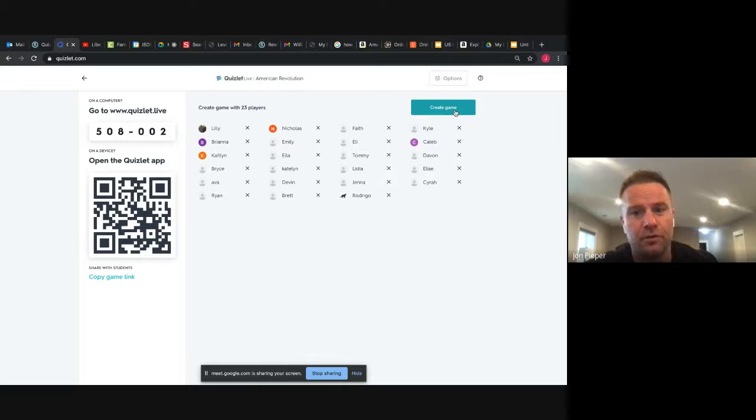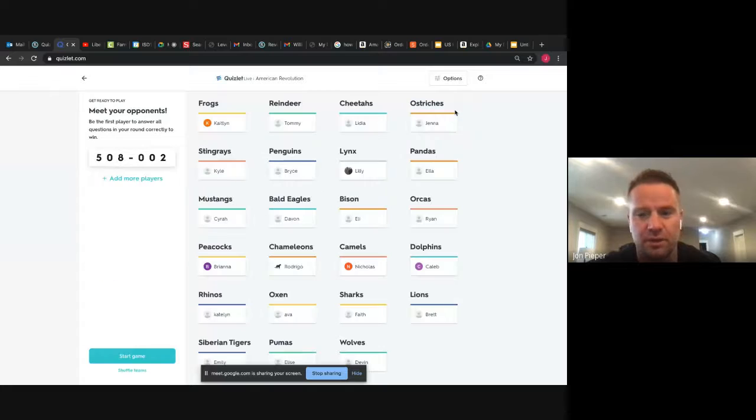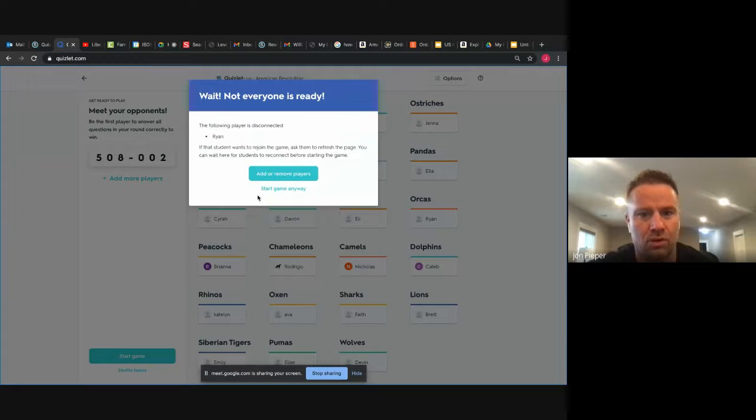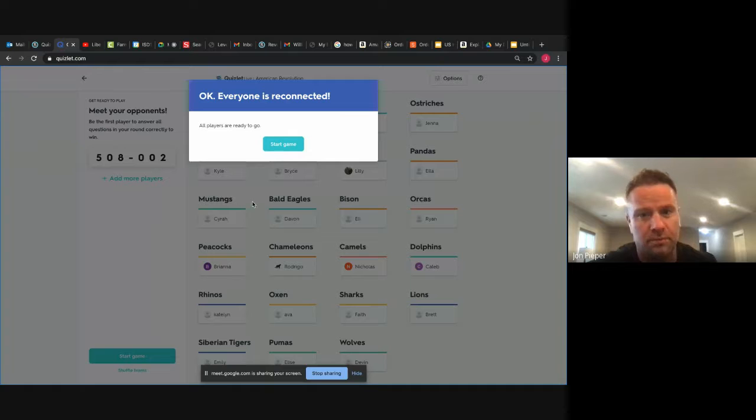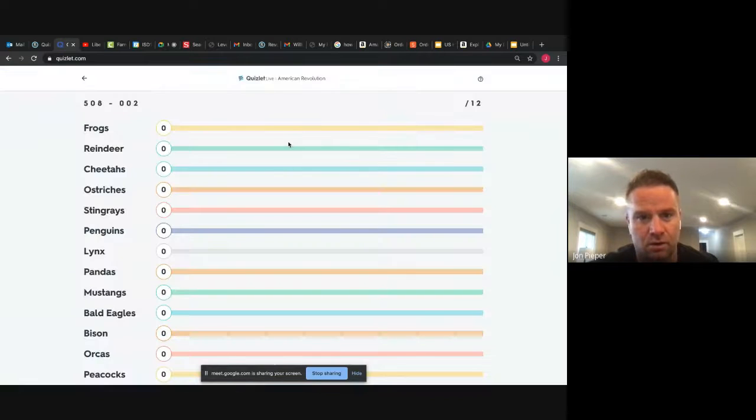Okay, if you've taken note, folks, we got over 50 terms in this American Revolution unit. So you've got some studying to do. Here we go. Here are your spirit animals, folks, and there we lost Ryan. There we go, and they're racing.